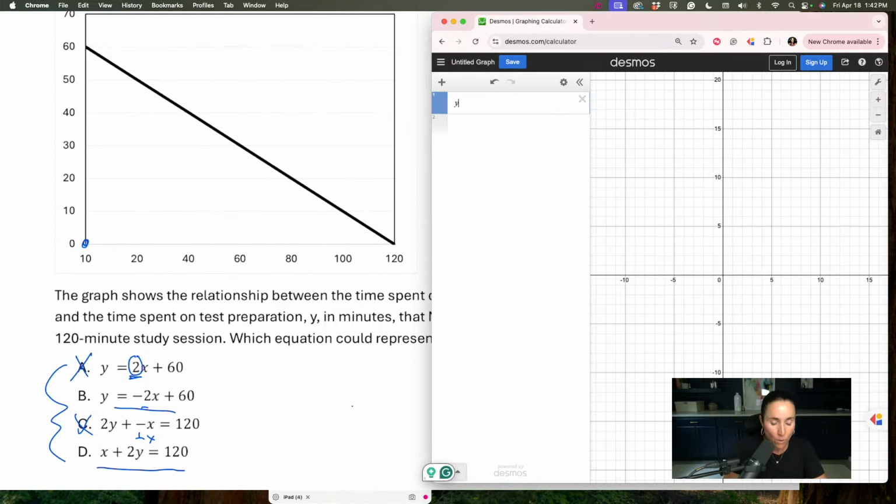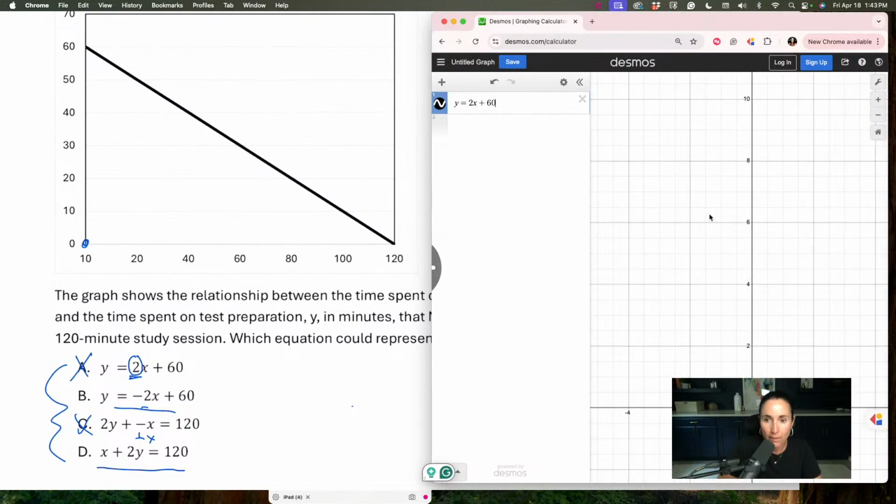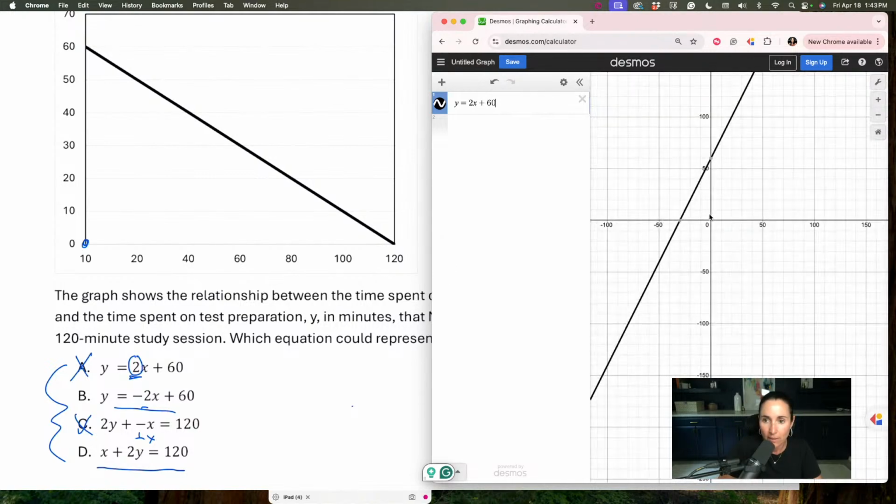Let's do the first one, A, y equals 2x plus 60. We need to zoom out there and find that line. Hang on. There it is, right there. It's the black line. Okay. That definitely doesn't match. First of all, it's a positive slope, not a negative. And I did already cross it out to begin with. So that's good. Let's go to the next one. y equals negative 2x plus 60. All right. We've got a line there. Let's go ahead and zoom in a bit.